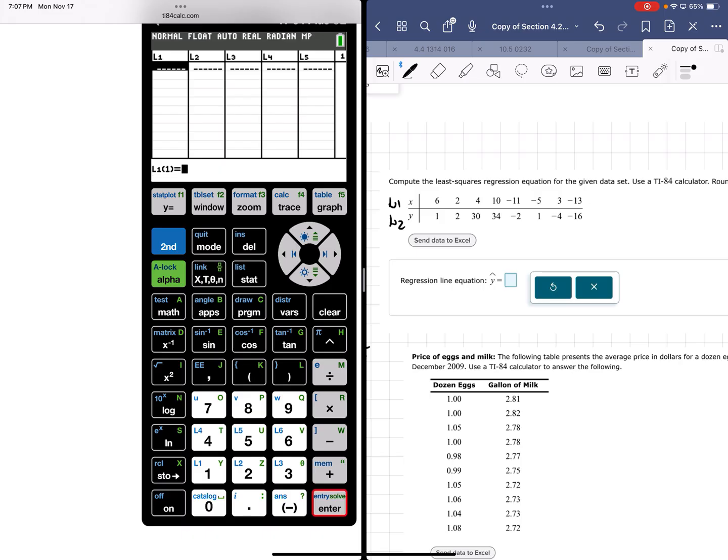So 6, 2, 4, 10, negative 11, negative 5, 3, negative 13. And then over there with it, make sure they match up, guys. 30, 34, negative 2, 1, negative 4, negative 16. Uh-oh, see, mine didn't match up. Something happened. I left the value off. Or I added an extra one. Oh, where's my 6? Really? Now I got to retype them all. 4, 10, negative 11, 3.